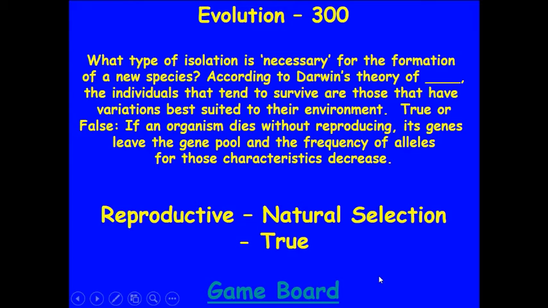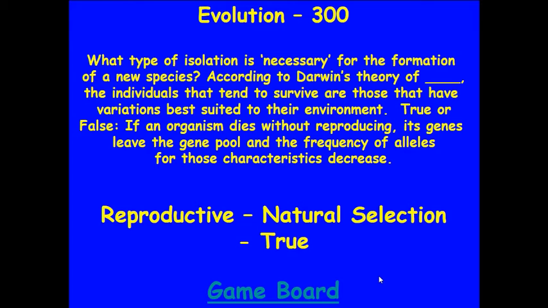Okay, so reproductive isolation has to take place before speciation can take place. And remember, there are a lot of types of isolation that lead to reproductive isolation. Behavioral isolation, temporal isolation, geographic isolation, all can lead to reproductive isolation.